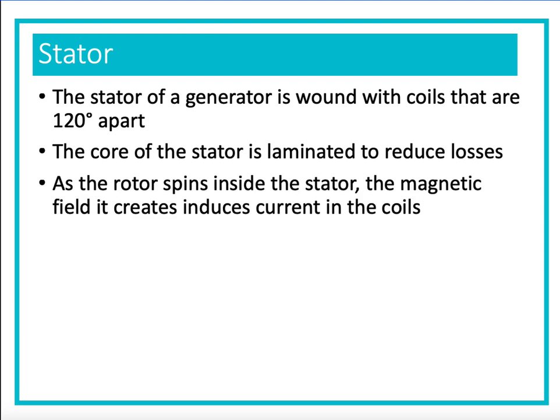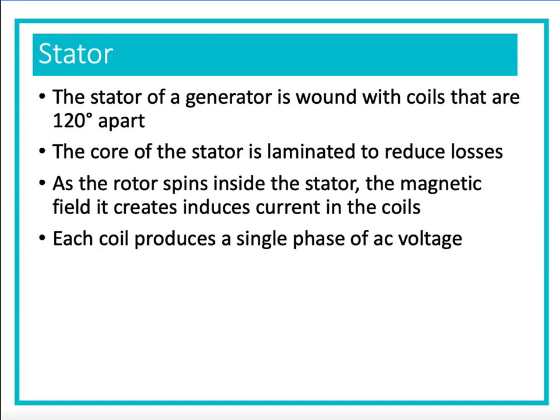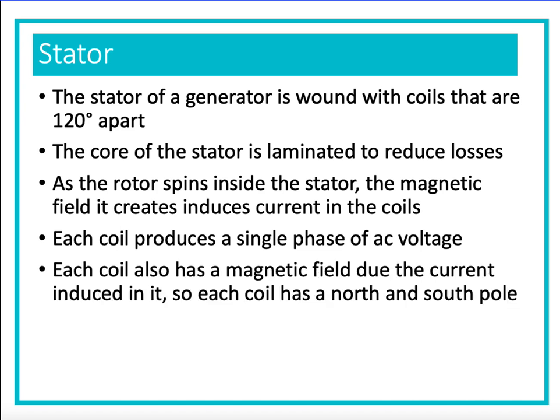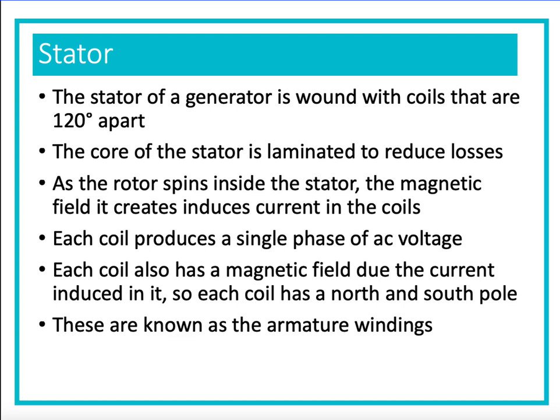The rotor spins inside the stator, and it creates a magnetic field. And the magnetic field it creates induces current in the coils of the stator. Each coil produces one phase of AC voltage. Also, each coil has a magnetic field because it has current in it. So each coil has a north and a south pole. We call those armature windings.